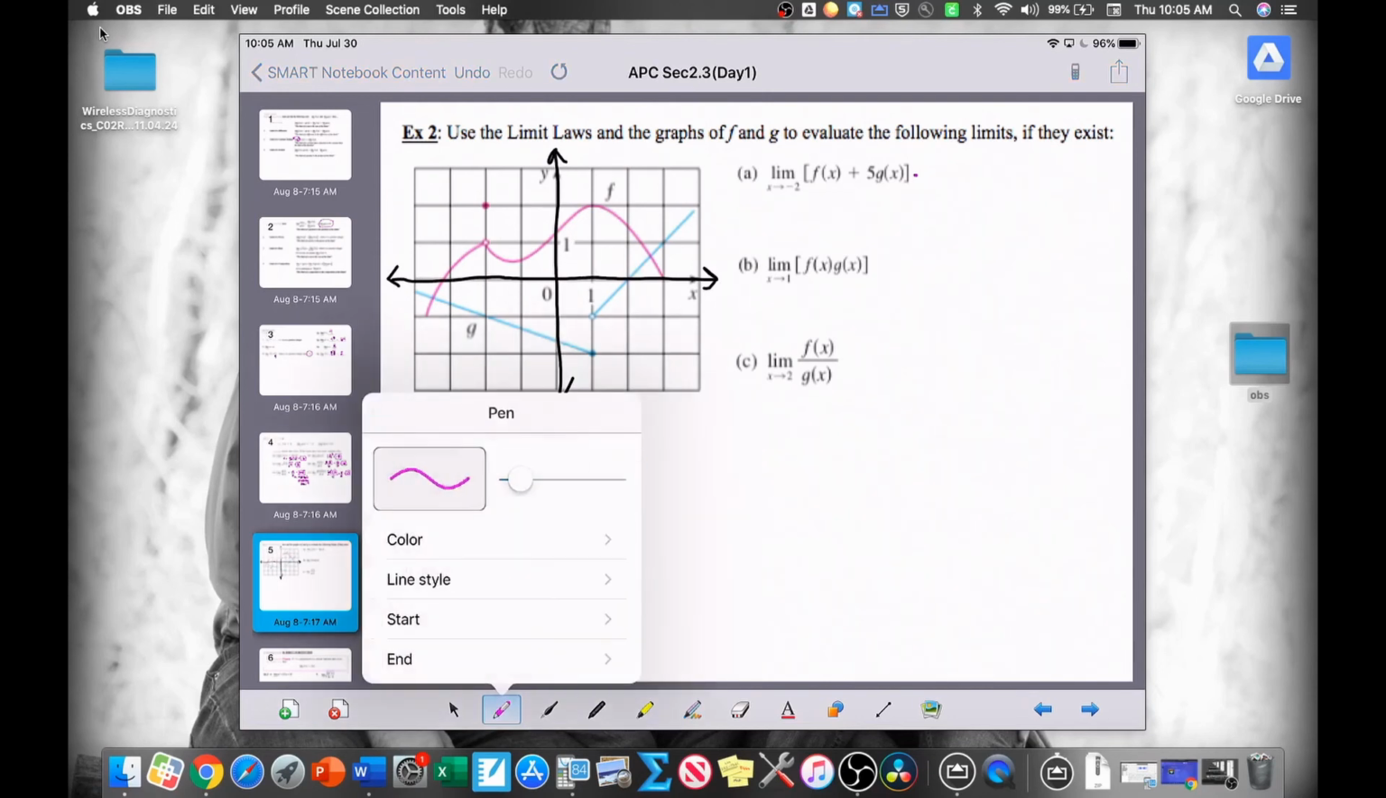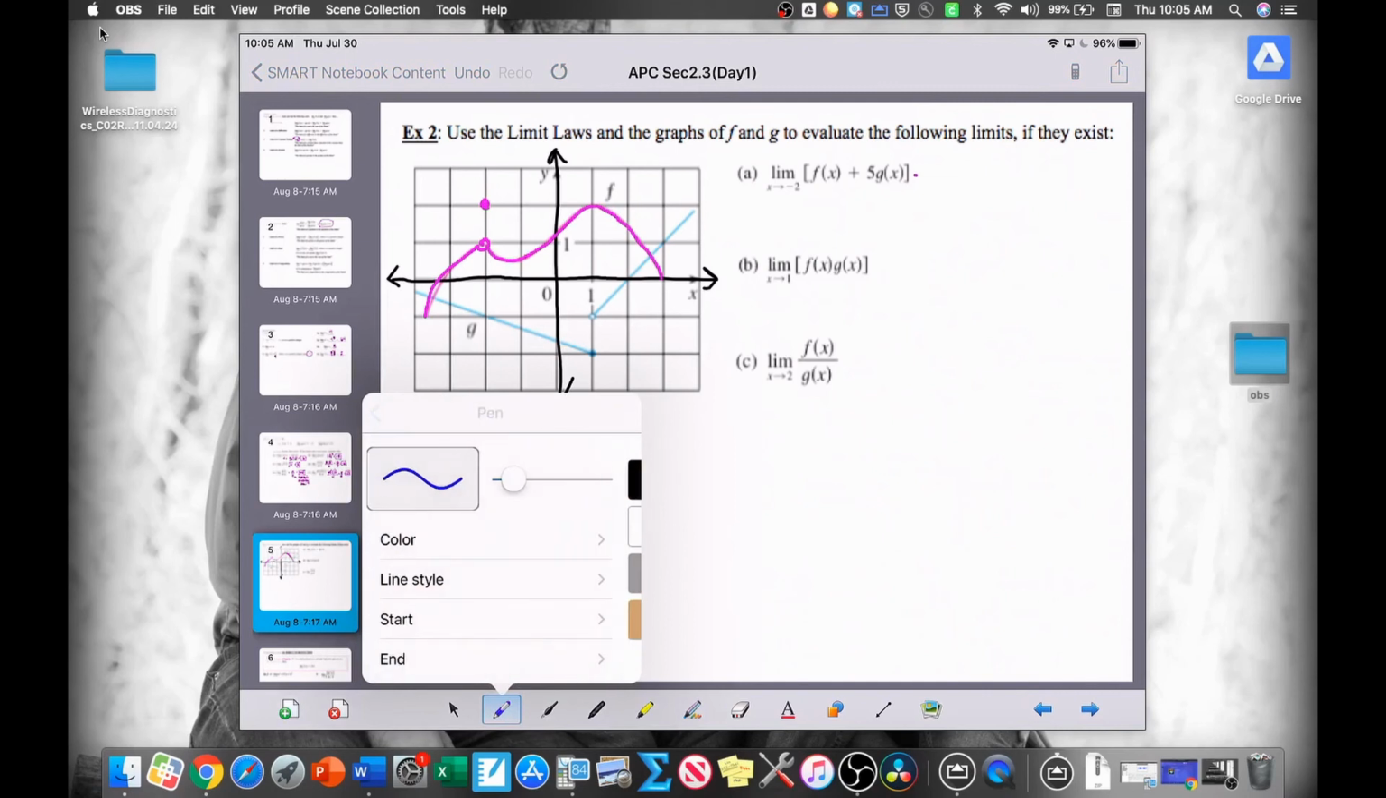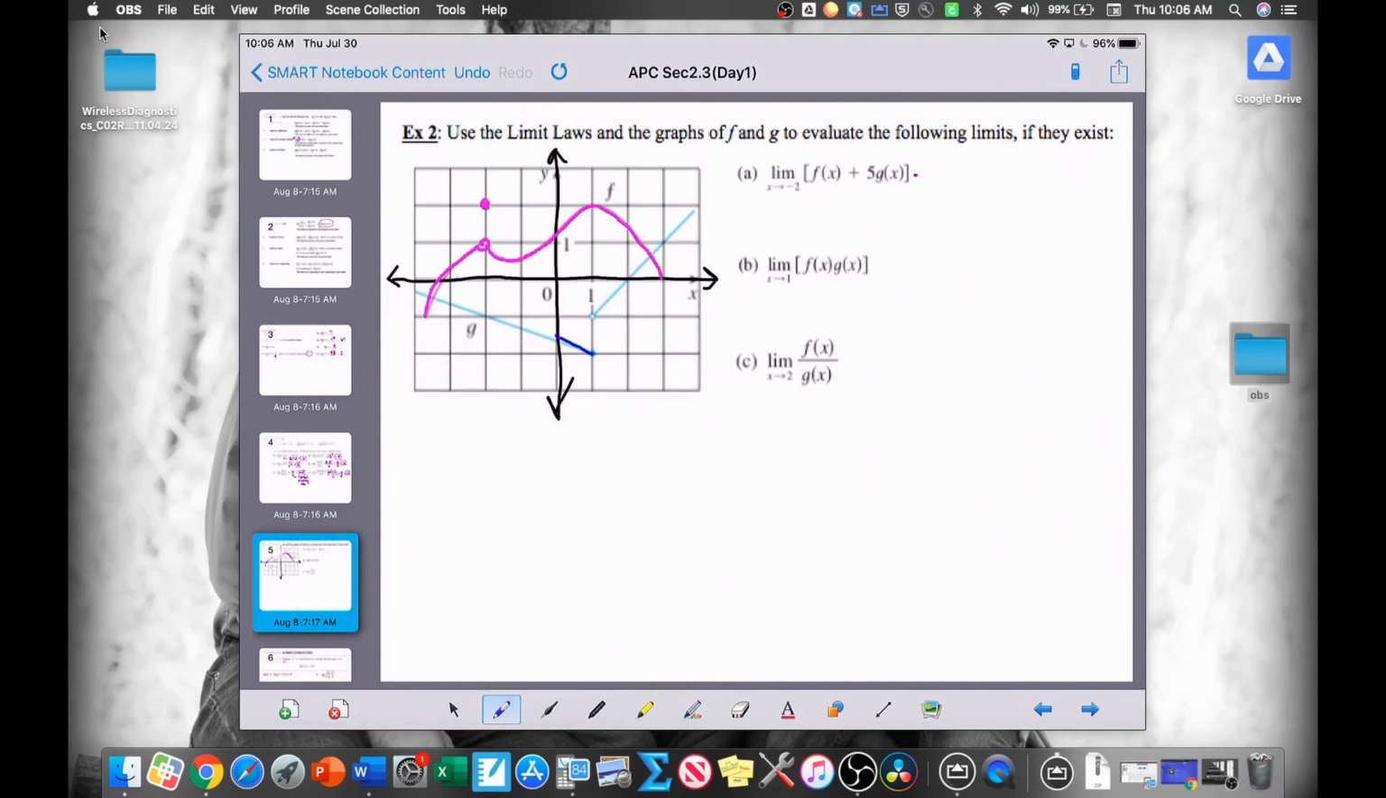F is the pink function. There's a hole right here with a closed circle right there. And G is the blue function. And there's a closed dot right there and an open dot right there, just to call attention to those details on the graph.